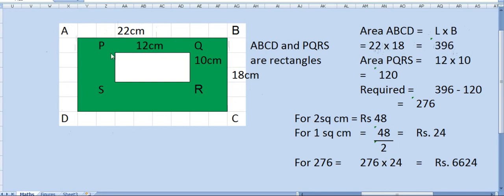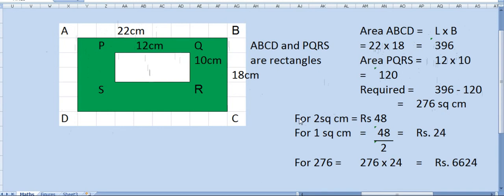Now let's find the area of PQRS. PQRS is 12 into 10. So 12 multiplied by 10, 120. Now we want it only of green. So we'll have to subtract this PQRS. So required equals 396 minus 120. So it comes out to be 276 square centimeter.